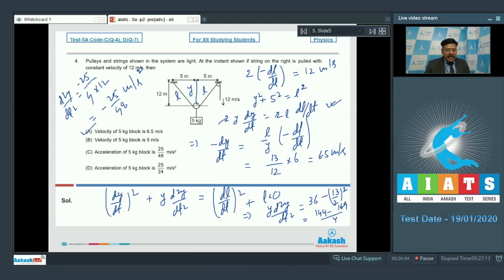So the magnitude of acceleration is obviously 25 by 48 meter per second square, and which means option C is clearly correct. Option D is incorrect. So that means for question 4, options A and C are correct. Let's go on to the next question now.